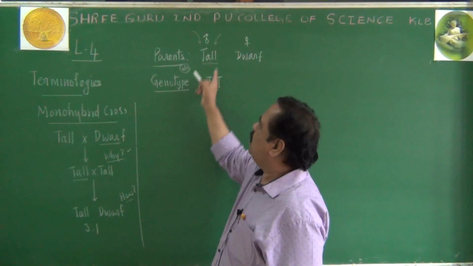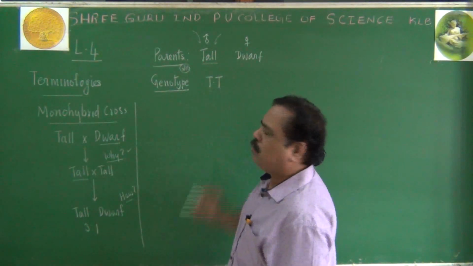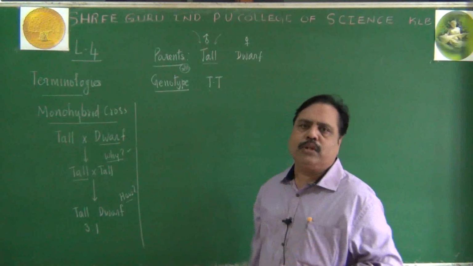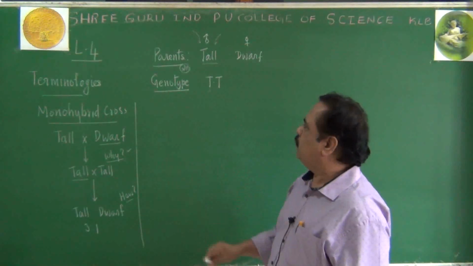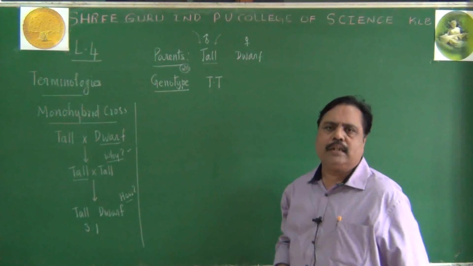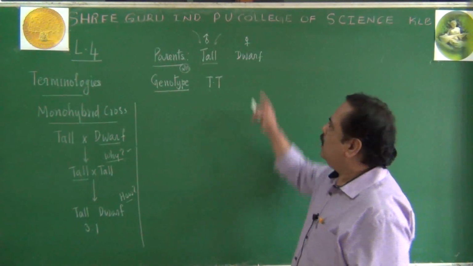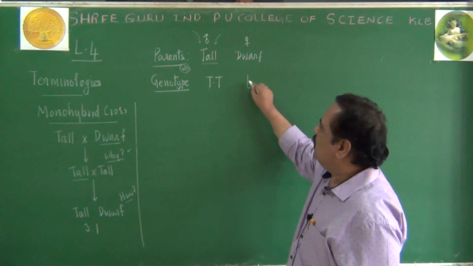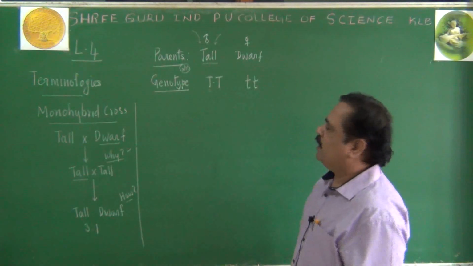Paternal of this male, maternal of this male, both you have to write. So we have to write two capital T's in this condition. What is the genotype for the dwarf parent? Here the dwarf parent will be written as two small t, let us write here.